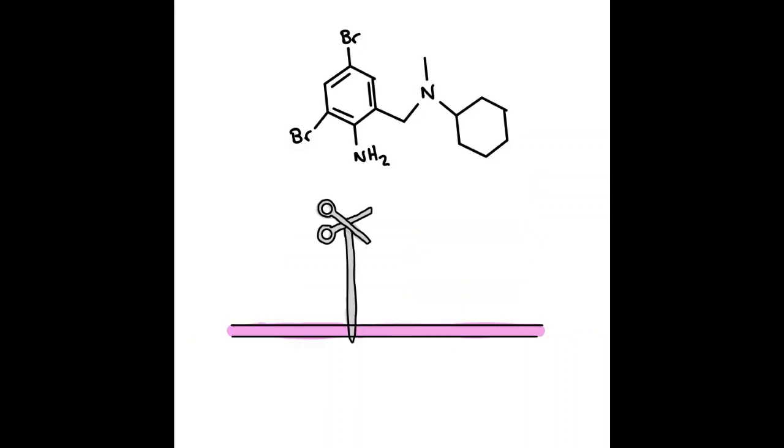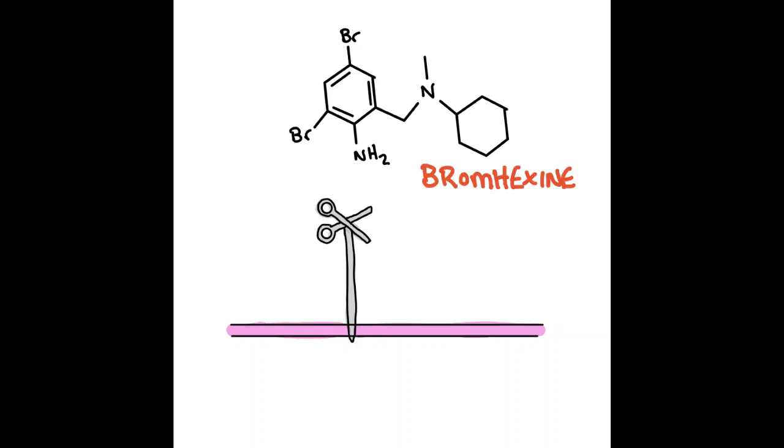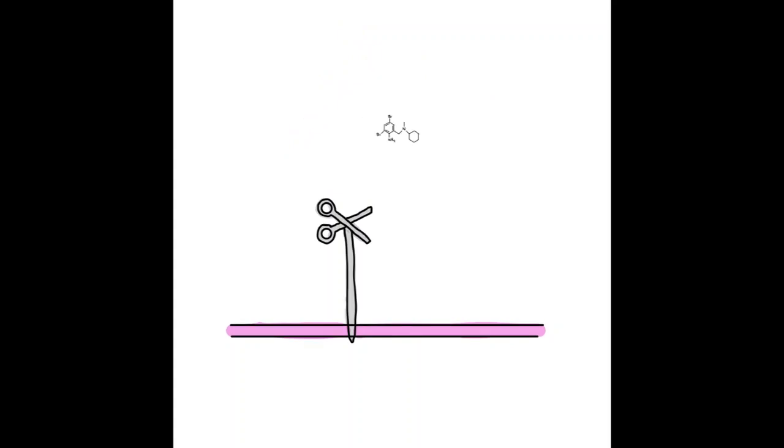TMPRSS2 inhibitors block the endosomal activation of spike proteins. Bromhexine is a plant-derived mucolytic that has been proposed for use against both influenza and coronavirus infections. Bromhexine interacts with residues within the active pocket of TMPRSS2, including glutamine 438, inhibiting its protease activity and thus reducing its activation of SARS-CoV-2 spike protein.